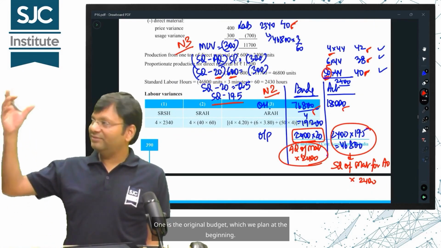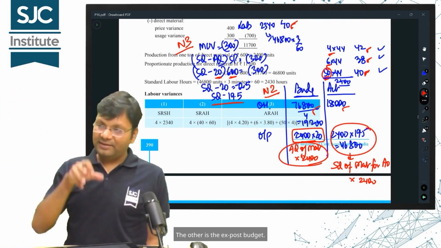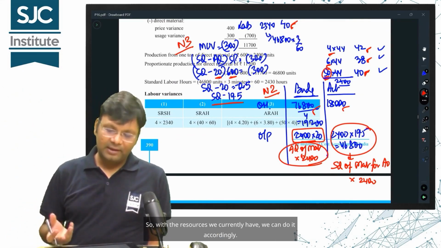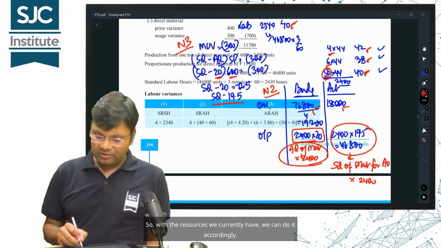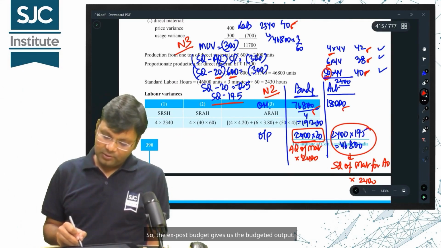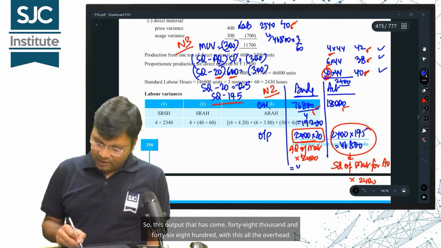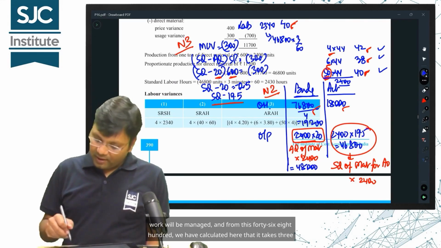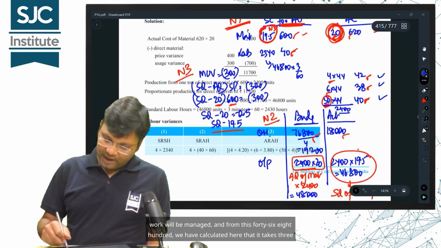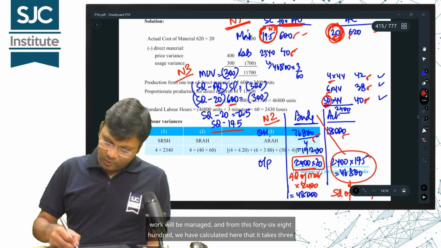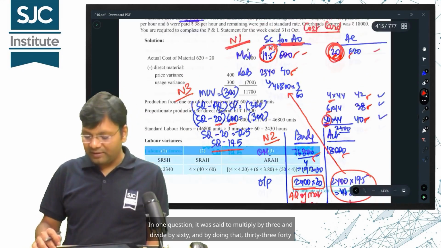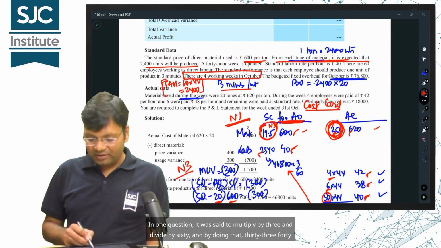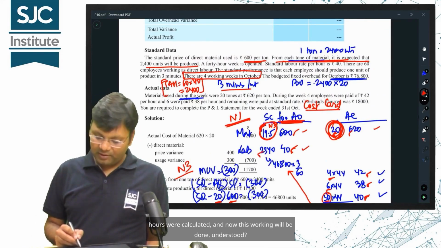One is the original budget, which we plan at the beginning. The other is the ex post budget, which we derive based on the actuals. So, with the resources we currently have, we can do it accordingly. So, the ex post budget gives us the budgeted output. So, this output that has come, 46,800, with this all the overhead work will be managed. And from this 46,800, we have calculated here that it takes 3 minutes to make 1 unit. In one question, it was said to multiply by 3 and divide by 60, and by doing that, 3,340 hours were calculated, and now this working will be done.